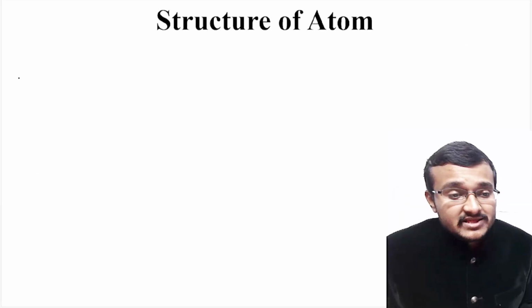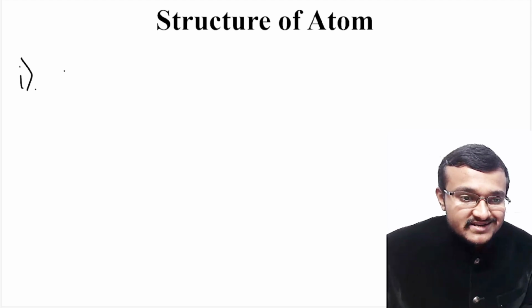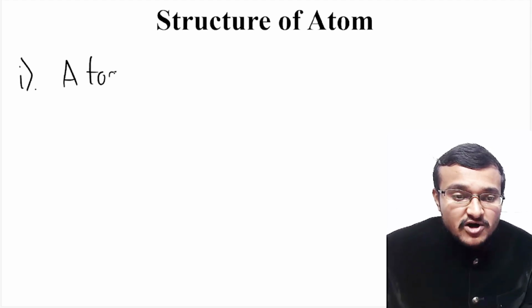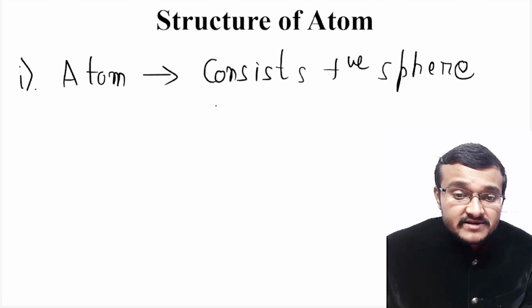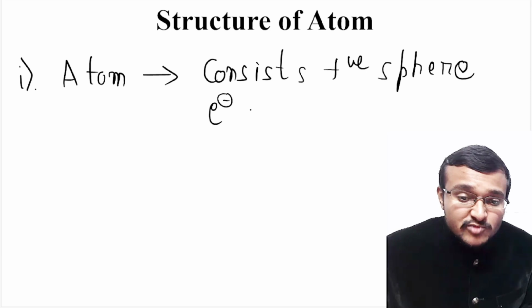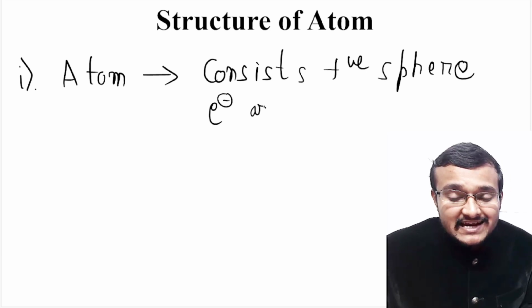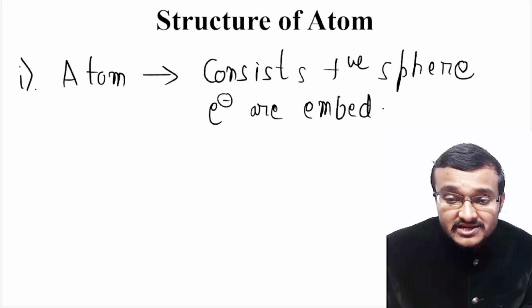Based on this model, there are two conclusions which were given. The first conclusion is that atom consists of a positive sphere, and in this positive sphere, electrons are embedded. So inside this positive sphere, electrons are embedded. This is one conclusion which you can take from this particular theory.